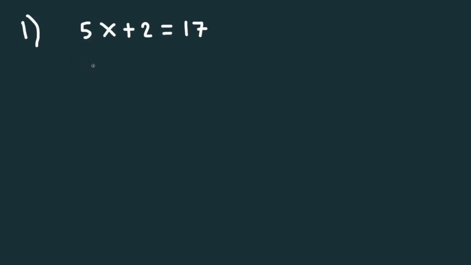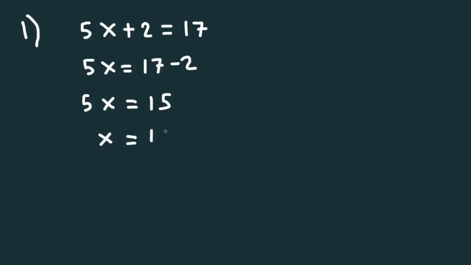Example 1, 5x plus 2 equals 17. So 5x equals 17 minus 2. 5x equals 15. x equals 15 over 5. And x equals 3.